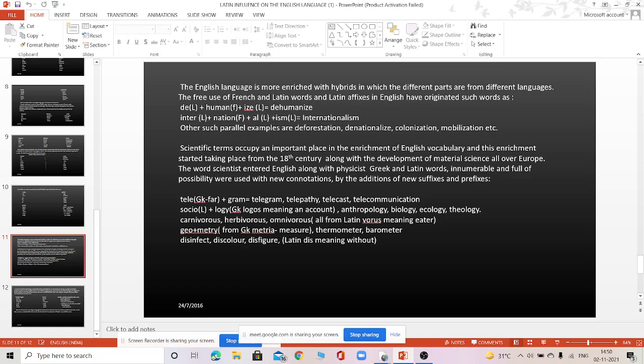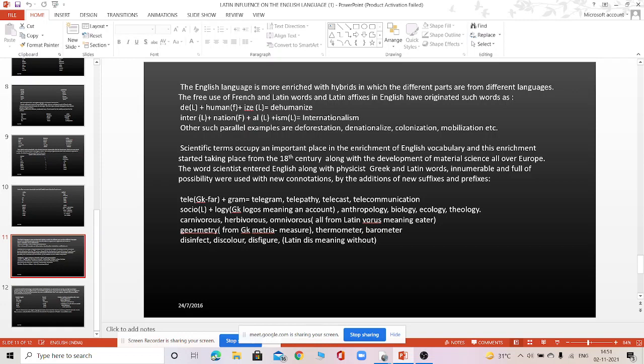French and Latin words and Latin affixes have all combined with English, and as a result some words have been created. For example, look here: de, as I told you, is a small Latin word which means without. So L stands for Latin, plus human, which comes from French, plus ize, a Latin affix. So dehumanize. Three portions have combined to form this word, dehumanize.